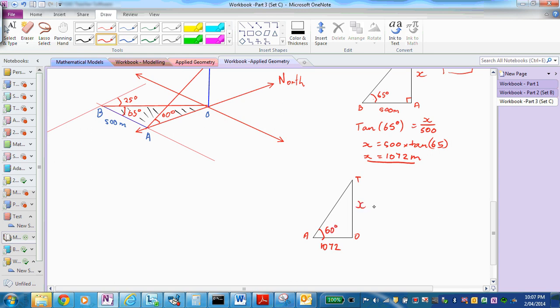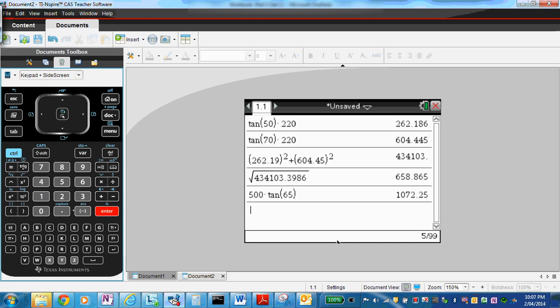So this is X, so just another right angle problem. So tan 60 degrees equals X in this case over 1072. X equals 1072 times tan of 60 degrees. So we'll just put that in the calculator and it'll give us the height.